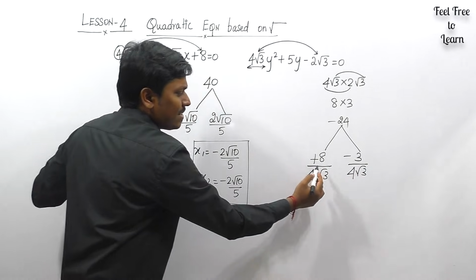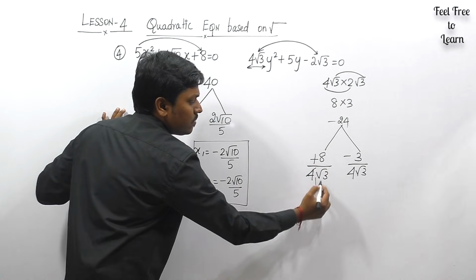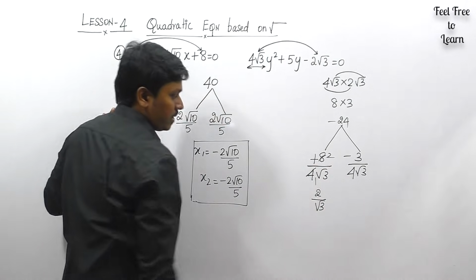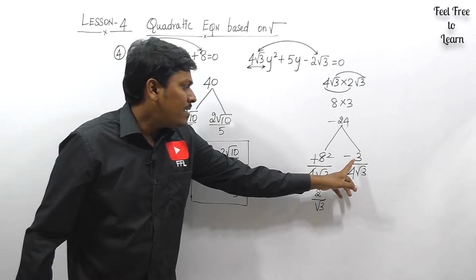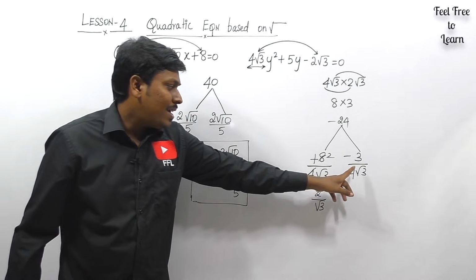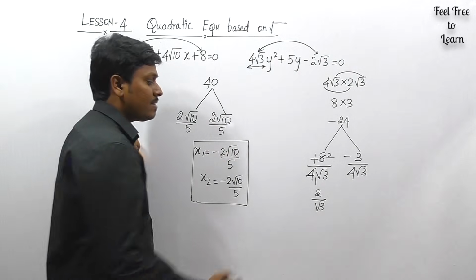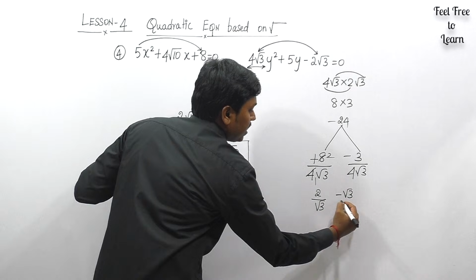So I think we can cancel this in the 4 table, friends. 1 4 is 4, 2 4s are 8. So finally this can be written as 2 divided by root 3. And listen here friends, here it is minus 3 by 4 root 3. We can write this 3 as root 3 root 3. So when we cancel one root 3, the final answer will be minus root 3 divided by 4.